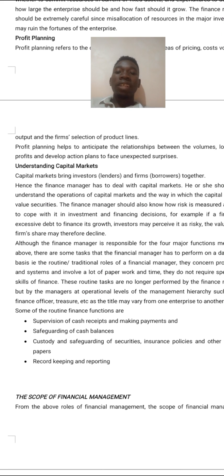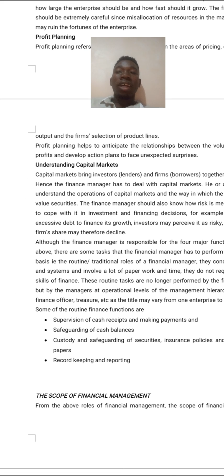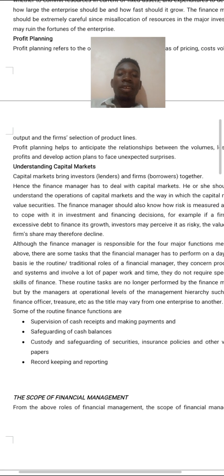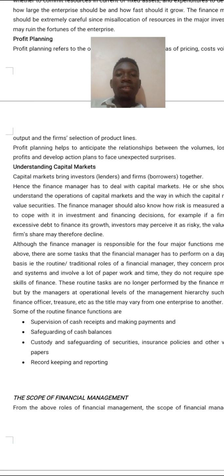Then understanding capital markets. Yeah, these capital markets are sources of finance. So capital markets include financial institutions with the borrowers, the creditors. So as a finance manager, you should understand how these capital markets work in order for you to get the most efficient one, or to get efficiency and to avoid losses.